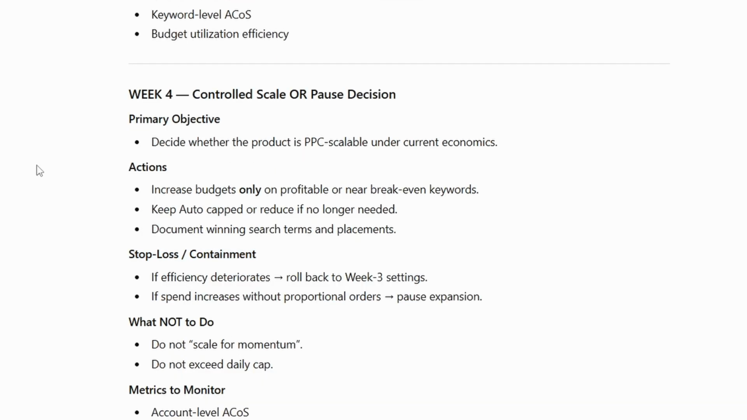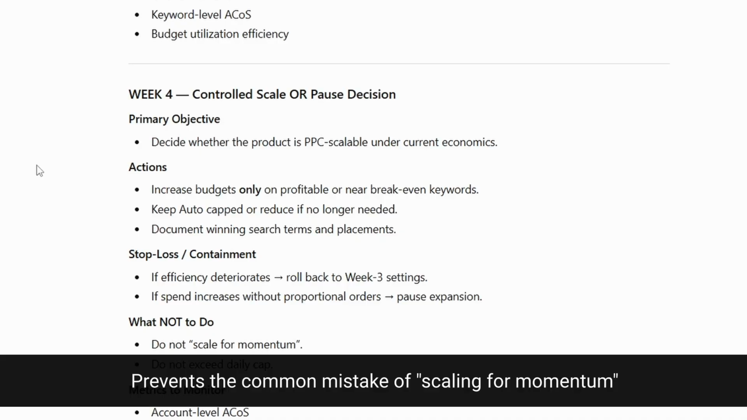And finally, week 4 is the decision, and this is where the system asks a simple question: is the product actually scalable? If the conversion rate is stable and profitable, the plan says to increase the budget, but only on the winning keywords. However, if efficiency drops, or if spending goes up but orders do not, the system triggers a rollback. It directs the account to pause expansion and fix the listing first. So this prevents the common mistake of scaling momentum. So we don't throw good money at a bad product.